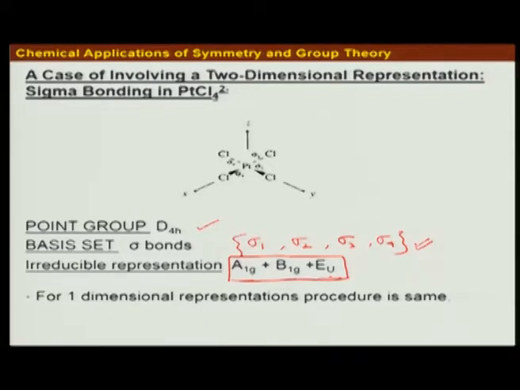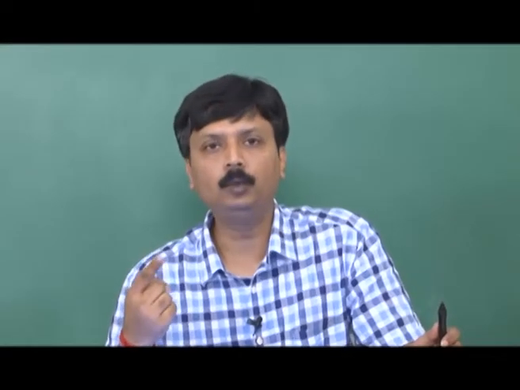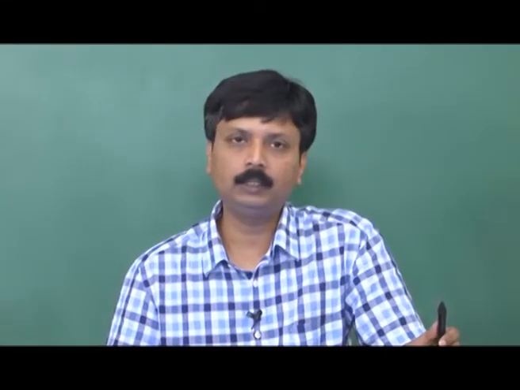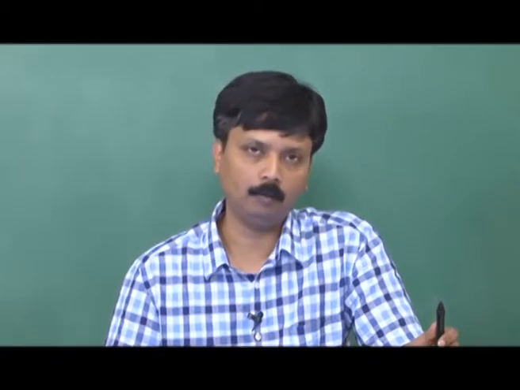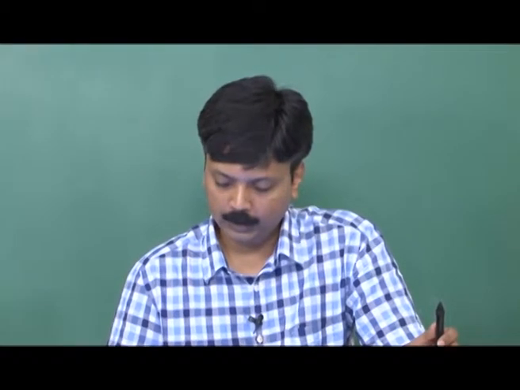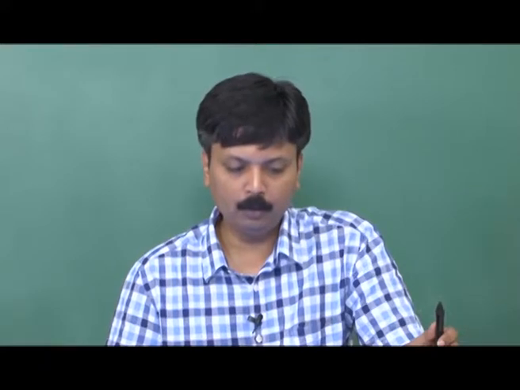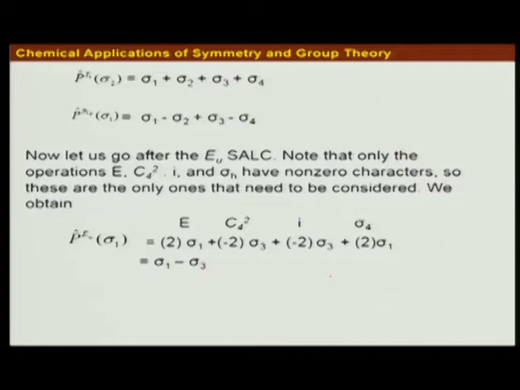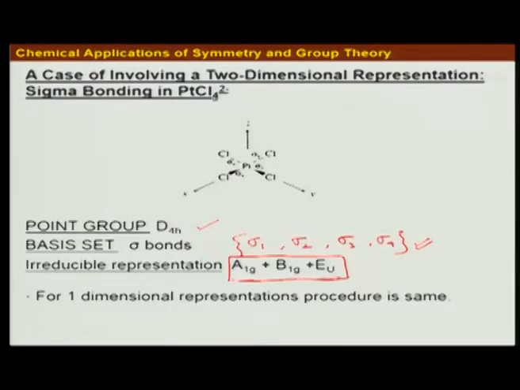Here I have 2 one-dimensional irreducible representations, A1g and B1g, and 1 two-dimensional representation. For one-dimensional representations, things are as usual, as we have already discussed in the case of ethylene. So here also you should be able to do that very easily. Here there is a mistake. This will be A1, specifically A1g.